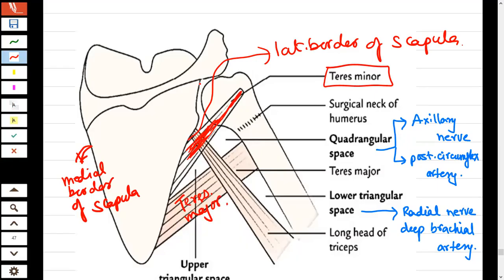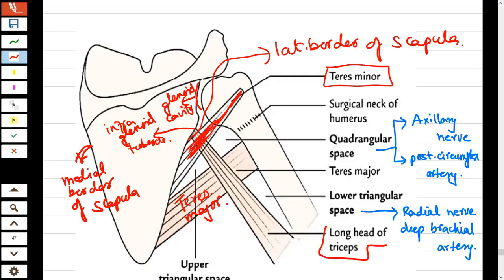Okay, now see here. This is your glenoid cavity now. Okay, and this is the infraglenoid tubercle. And see here, from the infraglenoid tubercle, your long head of triceps is coming out. Long head of triceps, it is coming out from where? From the infraglenoid tubercle.